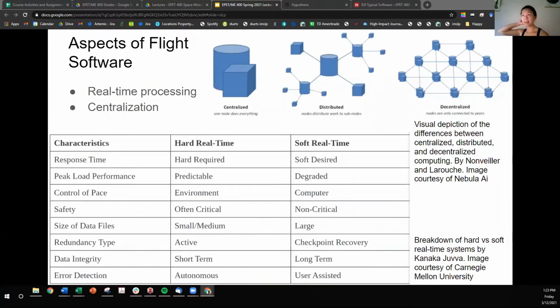Okay, aspects of flight software that you might have to think about when you're designing a software architecture is real-time processing. For some data processing, for some maneuvers and operations, time really matters. Specifically, the keeping of time really matters. There are hard real-time and soft real-time processes, where in hard real-time you are very strict about keeping time.